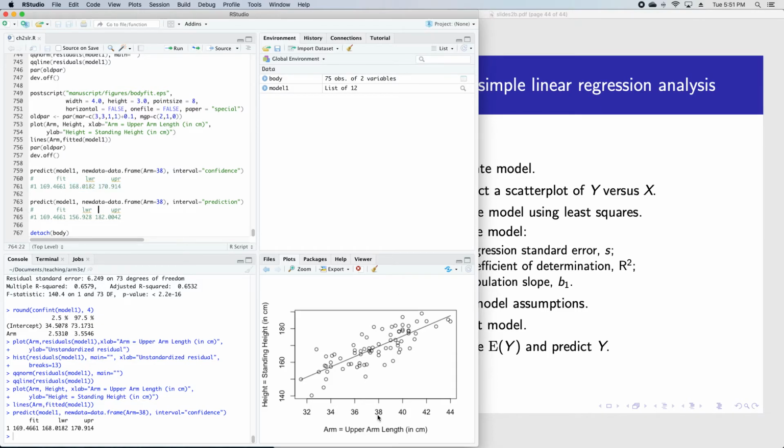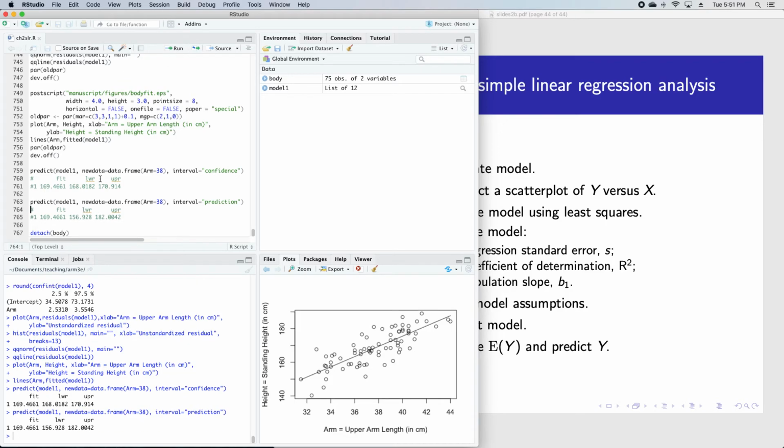Alternatively, we could again look at an arm length of 38 centimeters, but just focus on one individual and try and predict that individual's height, and that's a more difficult problem. And so our interval has to be wider to reflect that added difficulty, or that increased uncertainty, let's put it like that. And so now we're 95% confident that that individual would have a height between 156.9 and 182 centimeters.